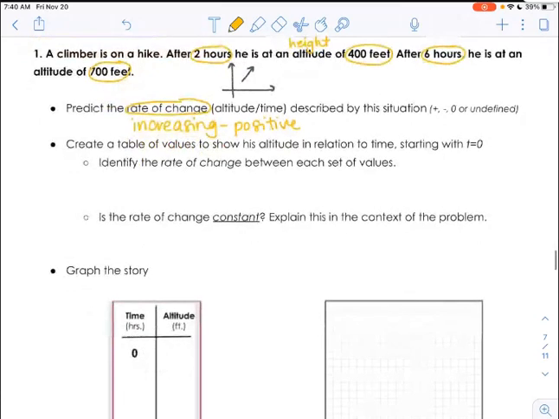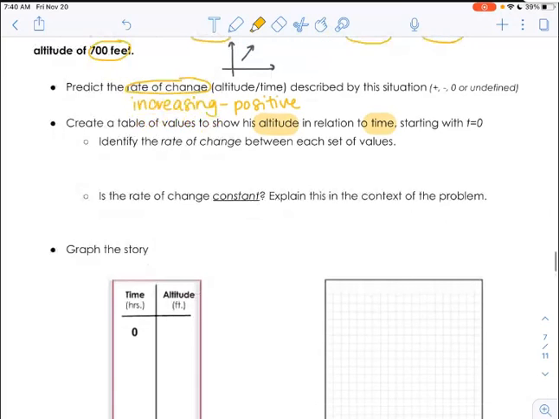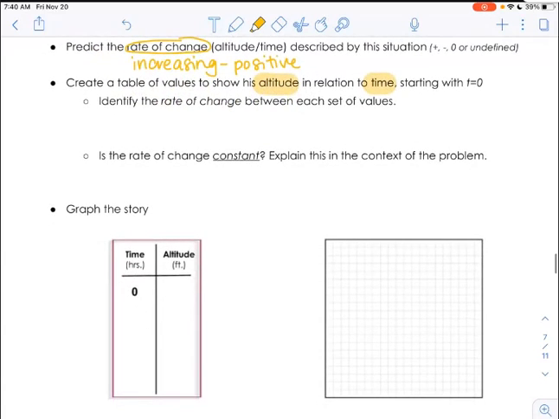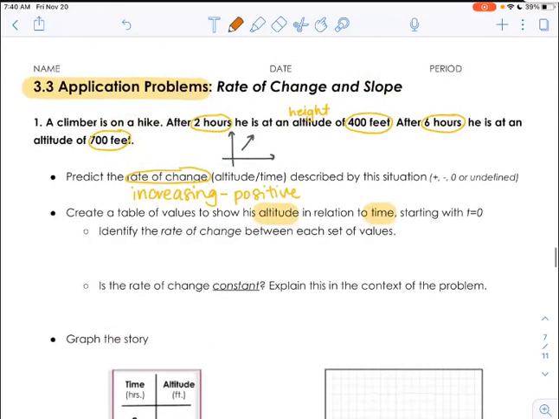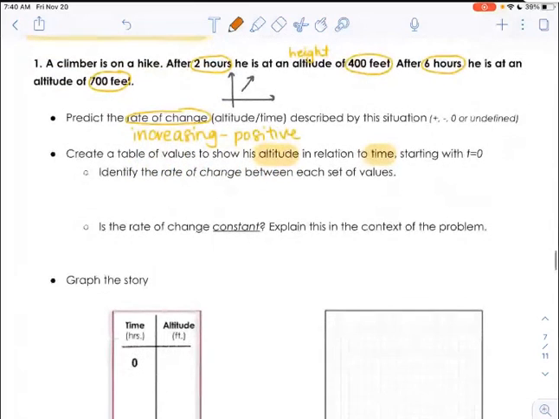Then it says create a table of values to show his altitude in relation to time. So that's the two things we're measuring, his altitude or height and the time, starting with t equals 0. So I gave you a graph to work with on these examples down here. Basically, we're just going to fill this in with the information that we were given. So it says start with t equals 0. Well, in the problem, it didn't tell me his altitude at 0. So for this situation, I'm just going to assume that his altitude was measured from a starting point of 0.